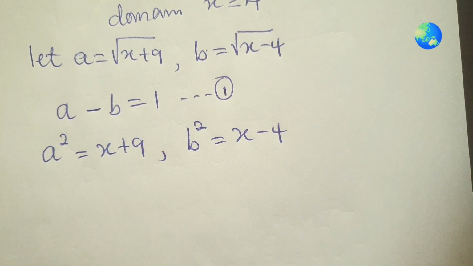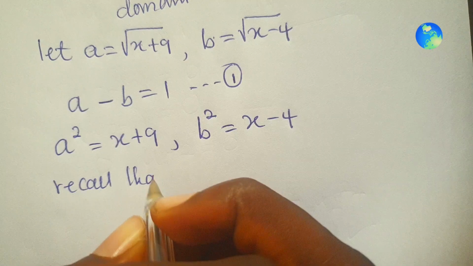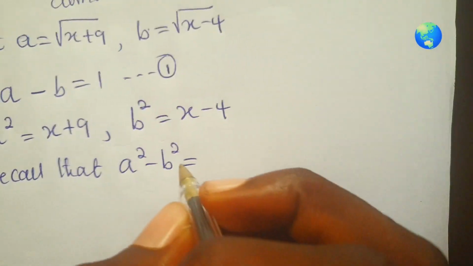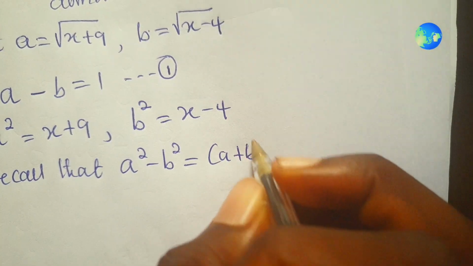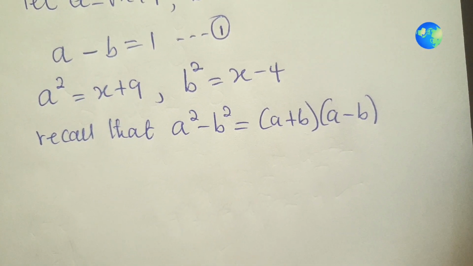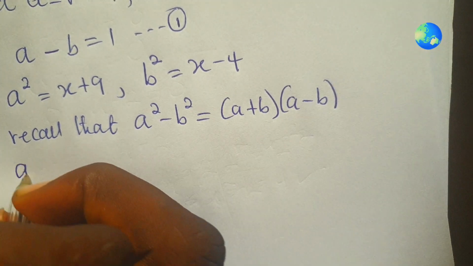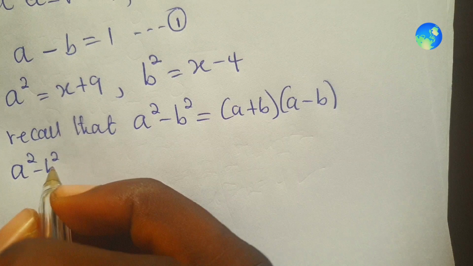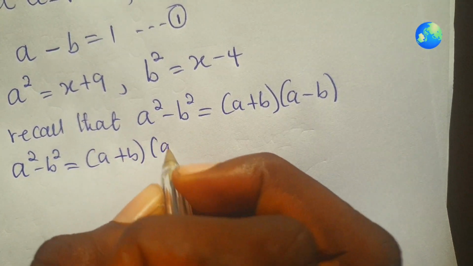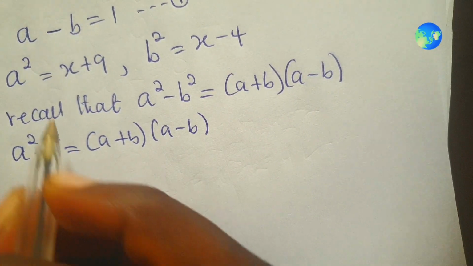Now there's something I want to do. Recall the difference of two squares: a squared minus b squared is always equal to a plus b times a minus b, right? I want to use this for something tricky here. Sorry for rewriting. This is a plus b times a minus b. Now, a squared minus b squared, I can just use this.